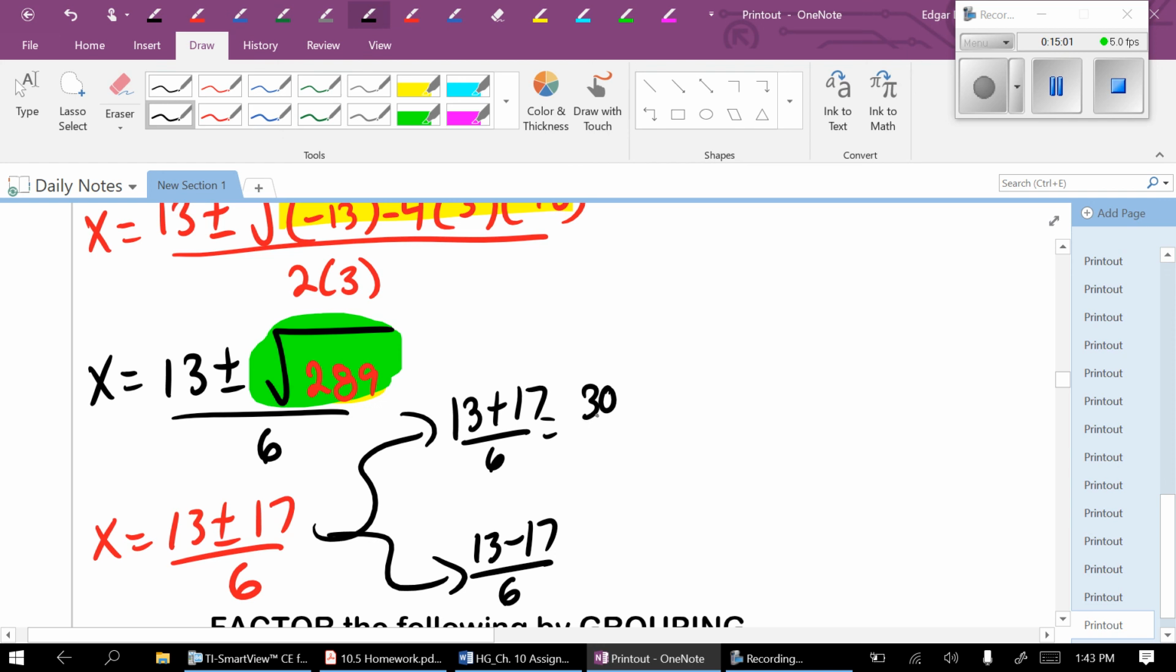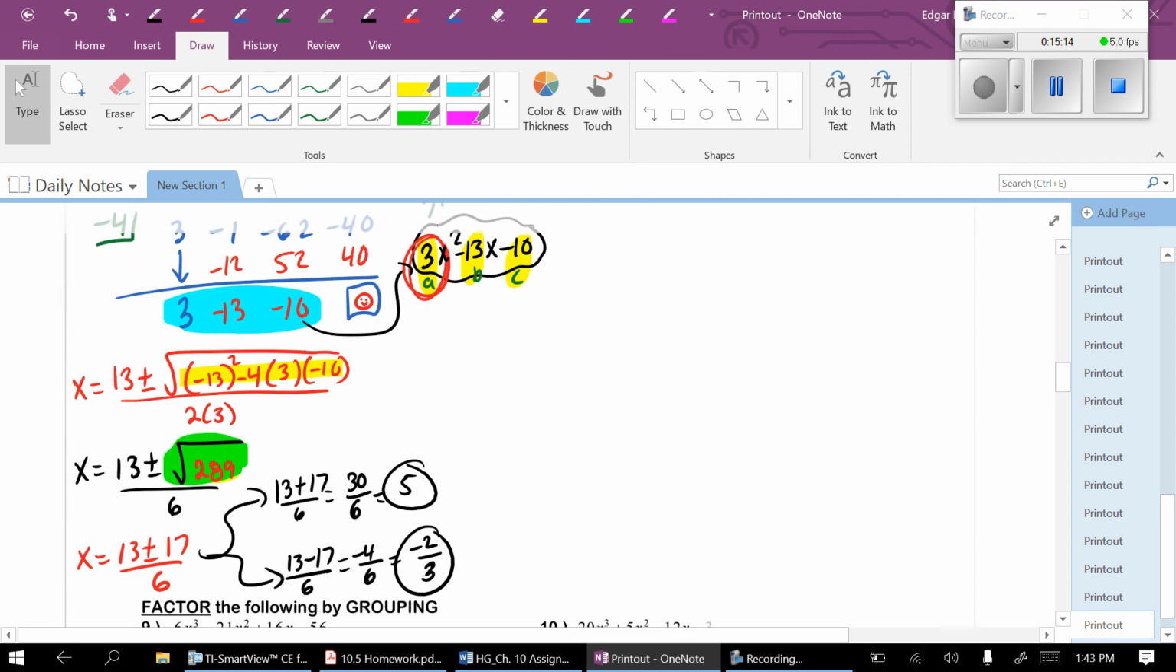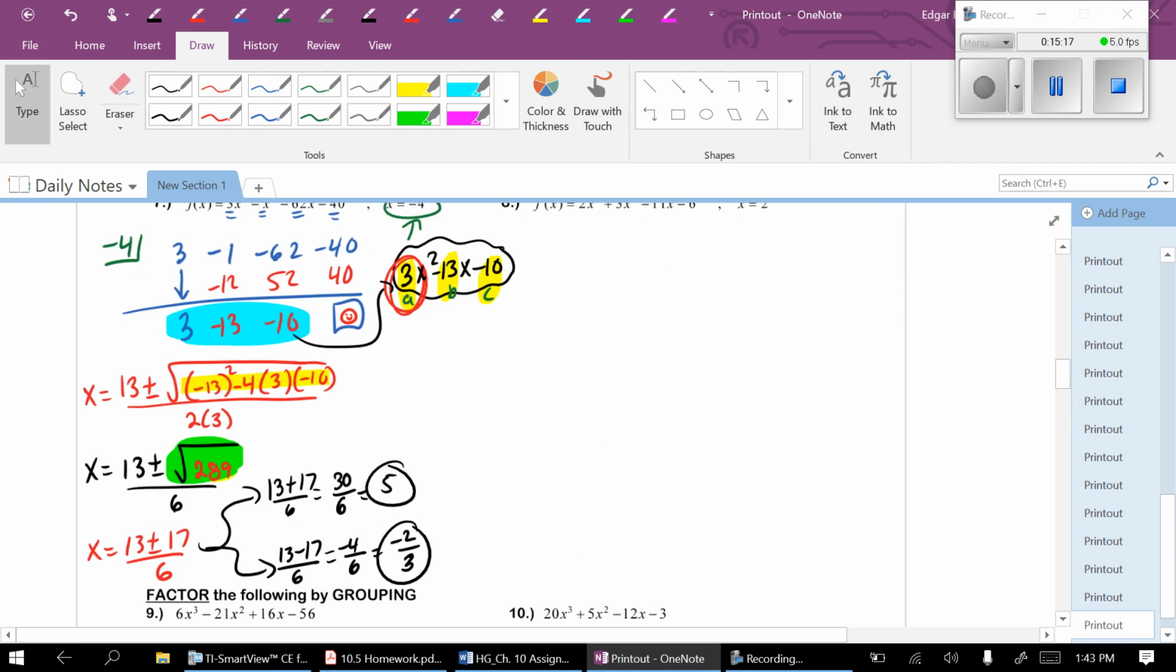This is going to be 30 over 6, which actually gives me an answer of 5. Here's one of the zeros. This is going to give me negative 4 over 6, which is negative 2 over 3 after I simplify it. And now I have all three of my answers.